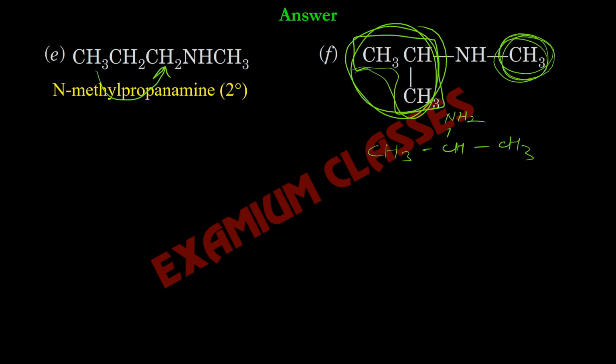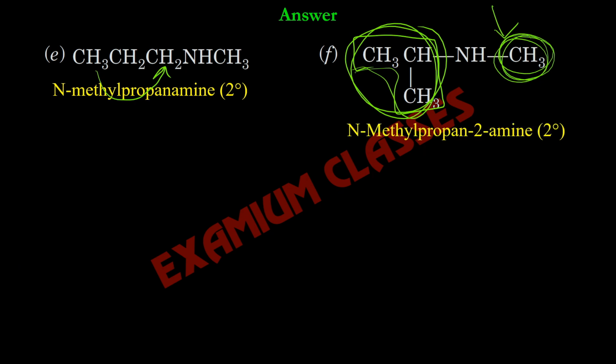It is propan-2-amine. So that is the main chain, that is the parent now. So you will write propan-2-amine, but actually it has CH3 attached to nitrogen. So what will be the name? The name will be N-methyl propan-2-amine. On nitrogen, you have a methyl group attached.